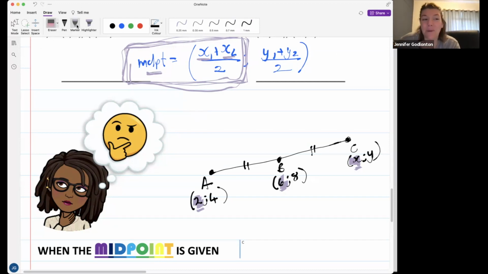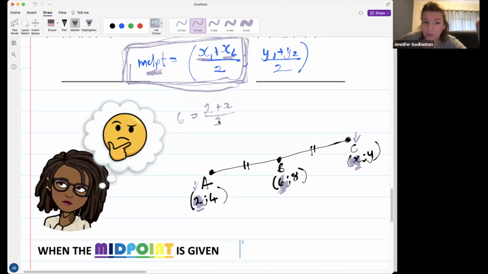So I'm going to put my midpoint there first because that's what I have written on the left-hand side. That's the only reason, okay? My midpoint x value is 6. All right? My x1 value is 2. My x2 value is x. We don't know what it is. And then we're going to divide it by 2.